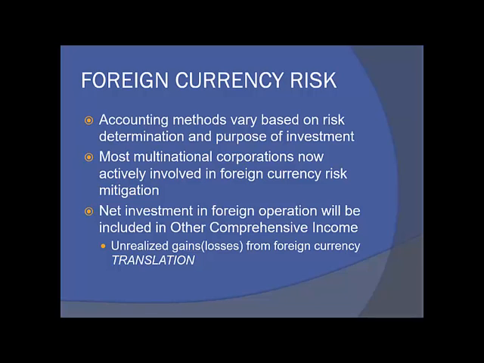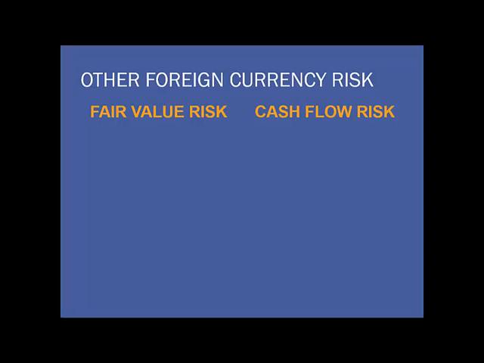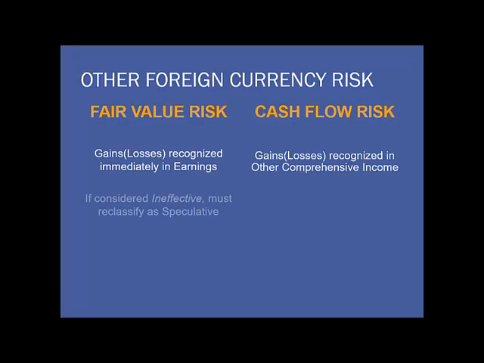That is, if I have a purchase of merchandise today for $100, it's in my accounts payable. But then by the time I pay it 30 days from now, foreign currency has fluctuated, so I owe more or less than that 100. That's the gain or loss. That's immediately in earnings. Only the unrealized gains and loss from the translation go in other comprehensive income. So other foreign currency risk, fair value risk, looking at different examples.